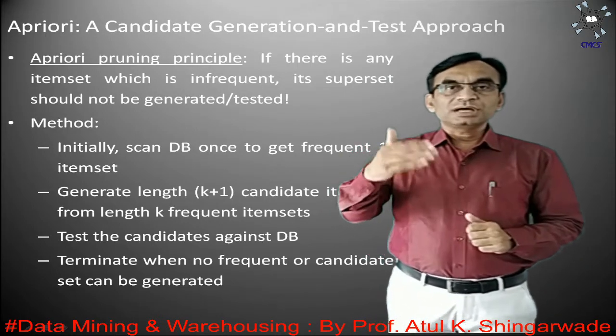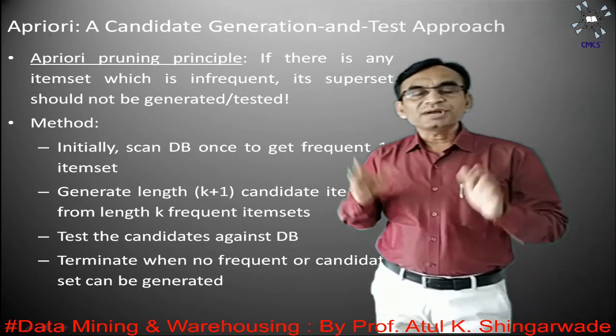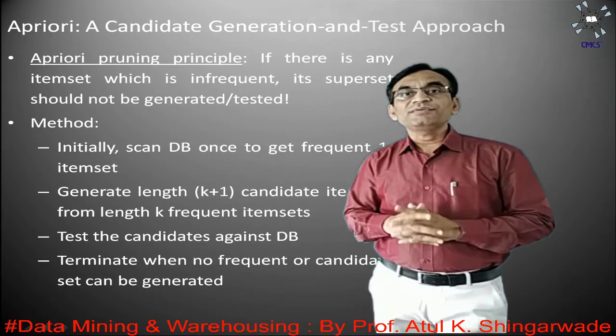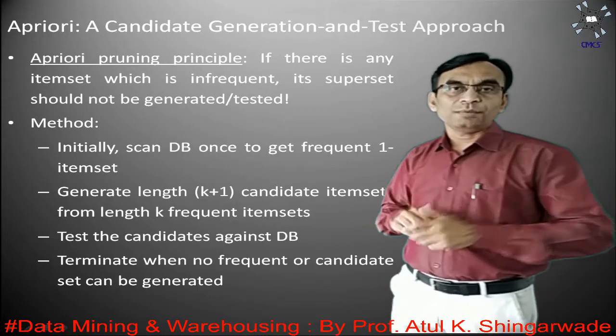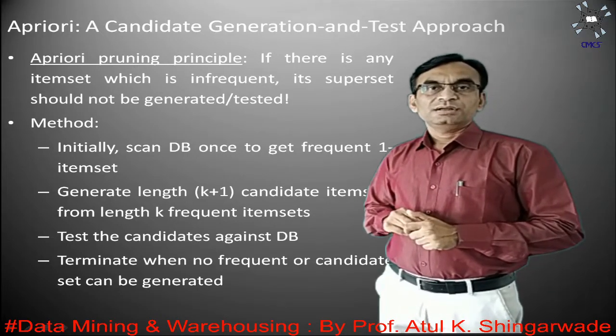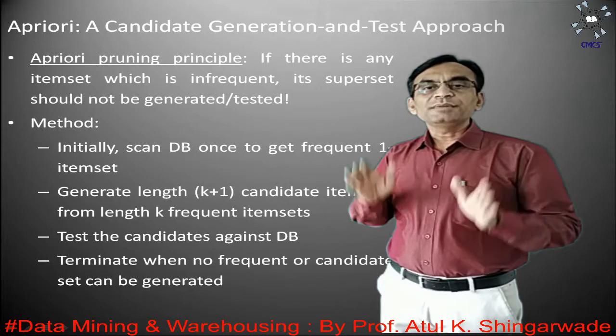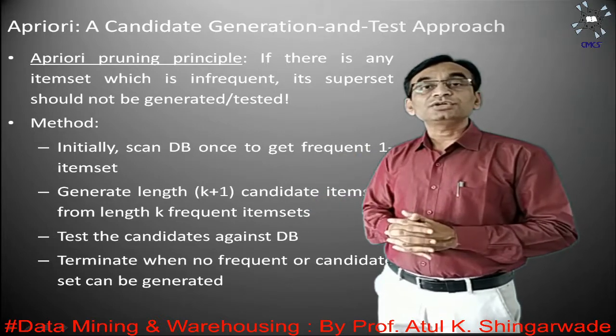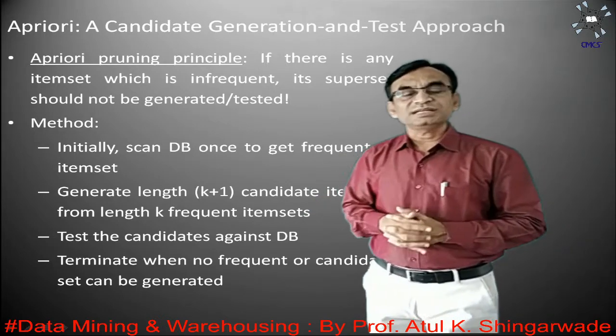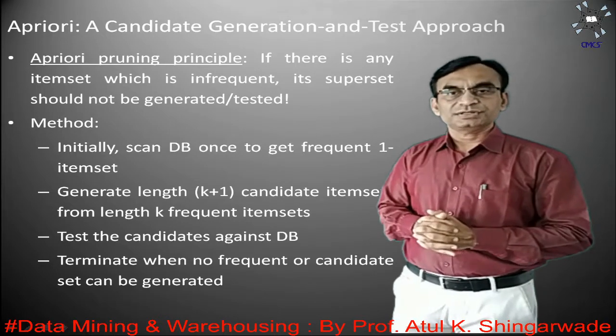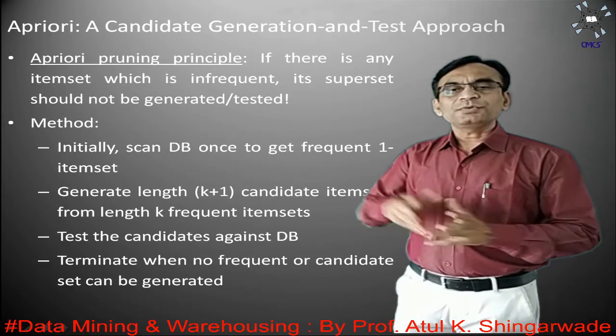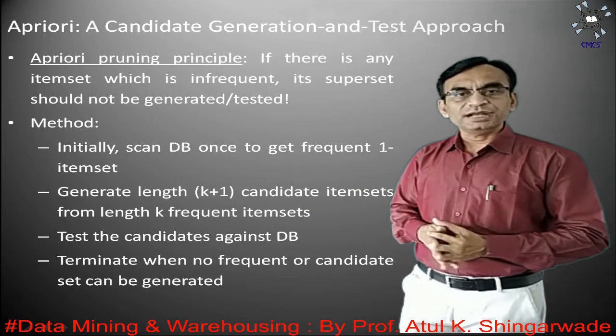Whenever association rule mining is done or frequent item sets are to be formed, the minimum support and minimum confidence are the two very important measures that are to be taken into consideration. Of course, we are going to discuss this in the next slide again.